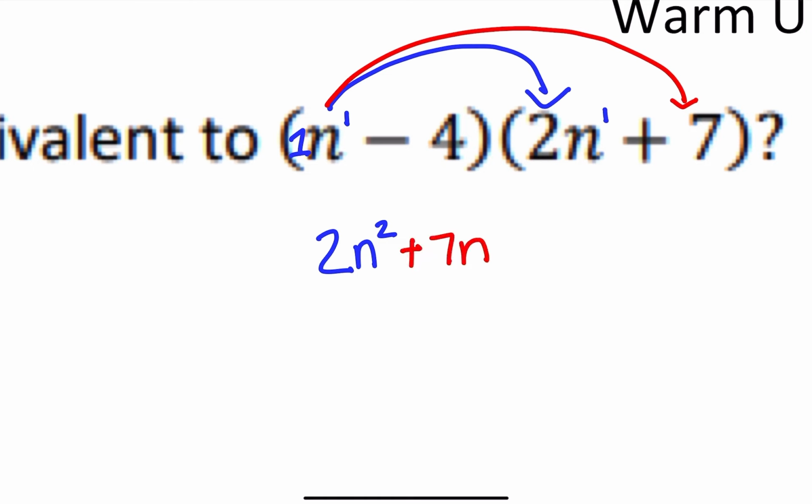Your first number has now touched the two numbers in the second parentheses, so you're going to go to -4. So then you have -4 times 2, which is a -8n, because there's only one n between the two numbers. And then lastly, you're going to take -4 times 7, which is a -28. You aren't dropping down any n's, because there's no n, it's just a -4 and a 7.